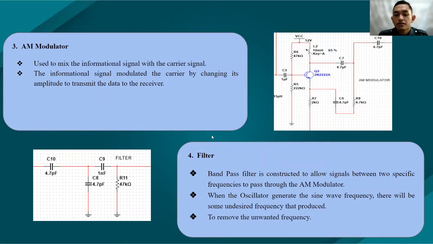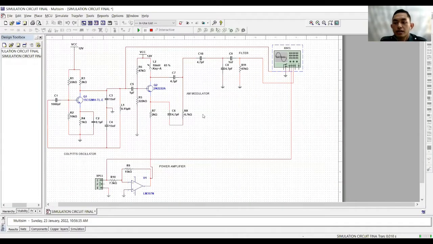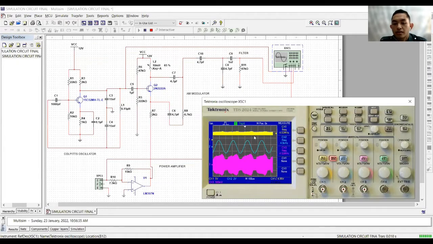And the last part is the filter. The bandpass filter is constructed to allow signals between two specific frequencies to pass through the AM modulator. When the oscillator generates the sine wave frequency, some undesired frequencies are produced, and this filter will remove the unwanted frequencies. After that, this is our AM transmission circuit design. So I will show the result of the output waveform. The frequency of the carrier and modulated signal that we get is 4.53 MHz, and the informational signal frequency that we get is 4.5 kHz.